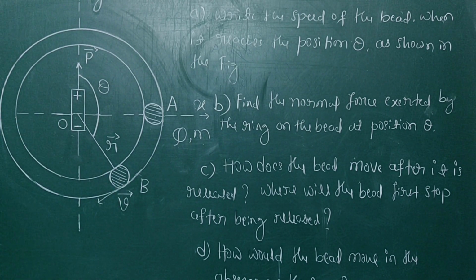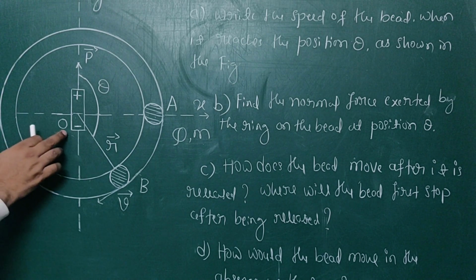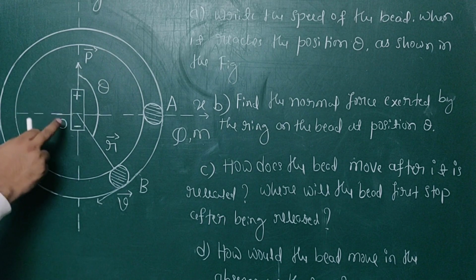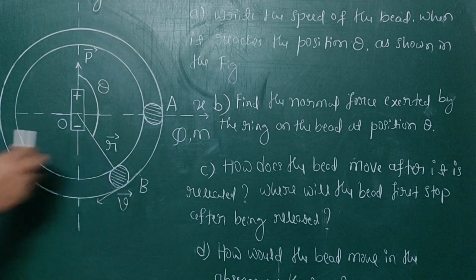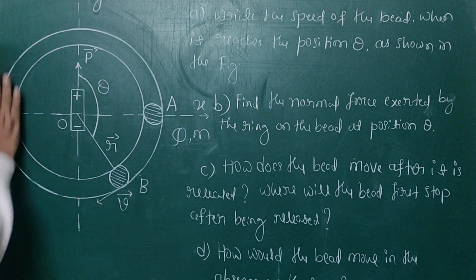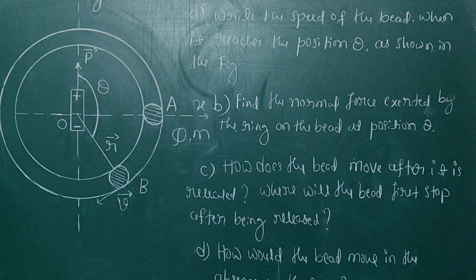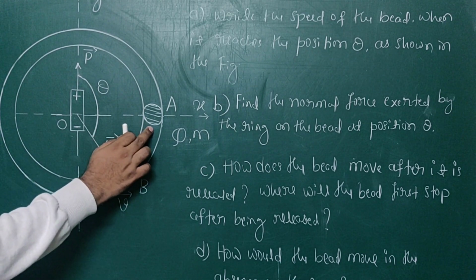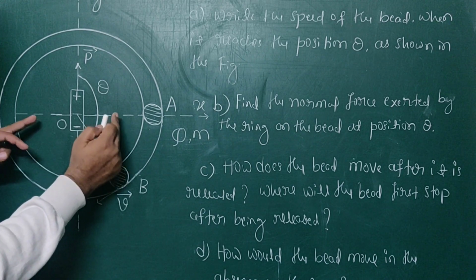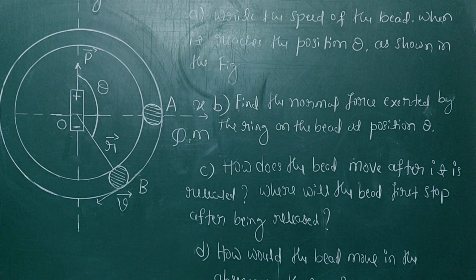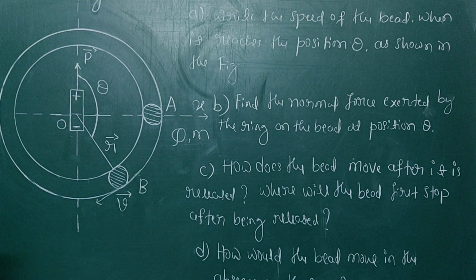Now, at the same time, a small electric dipole of dipole moment P is placed at the center of the circular ring such that its dipole axis lies in the plane of the circular ring. Initially the bead is placed on the perpendicular bisector of the dipole, that is, at point A. On the basis of this, we need to answer these 4 questions.